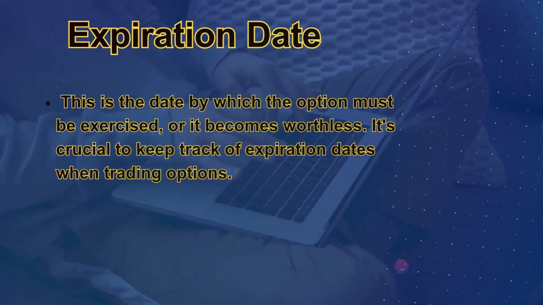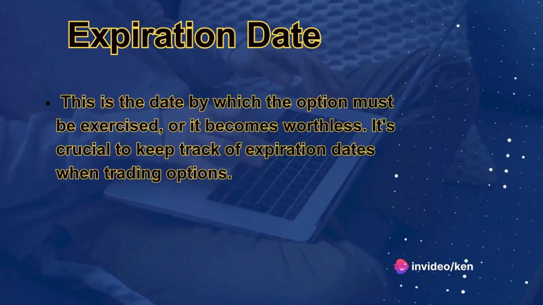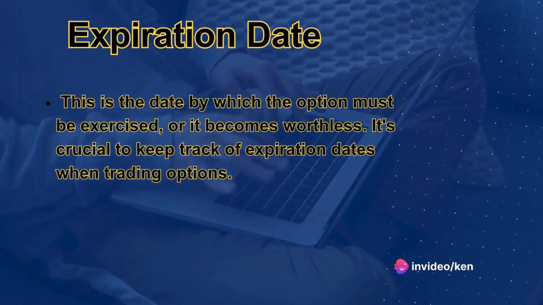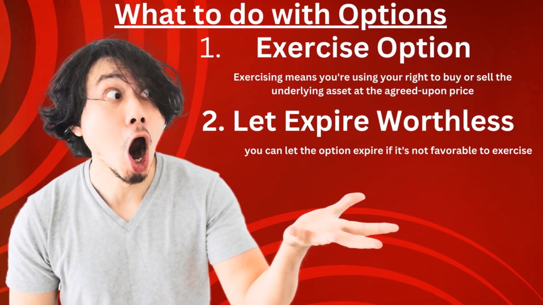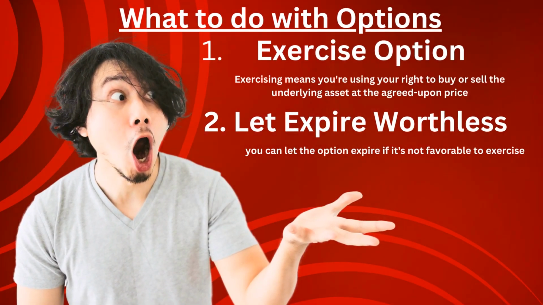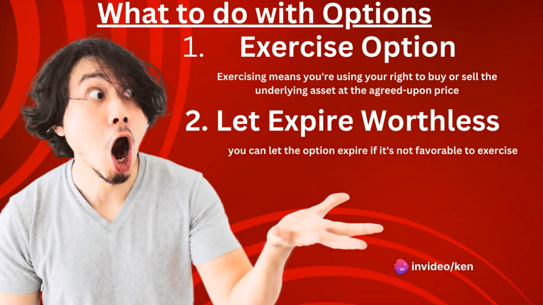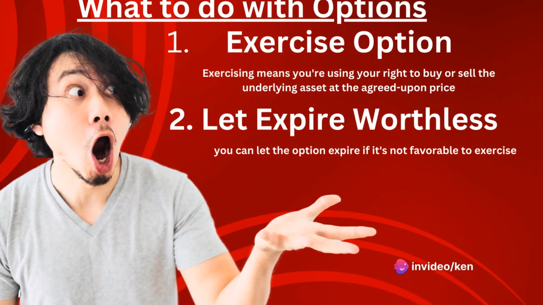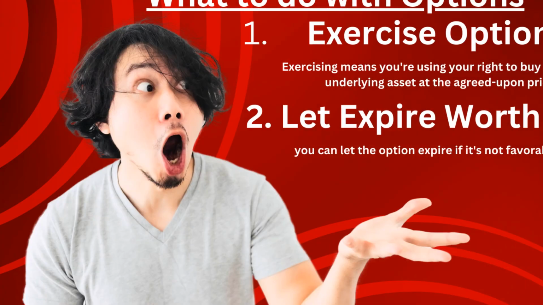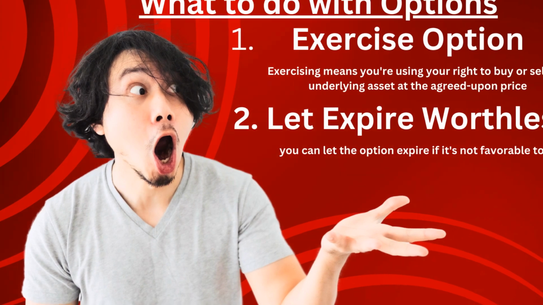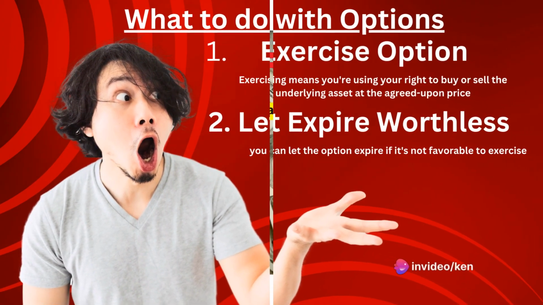Every option contract has an expiration date. This is the date by which the option must be exercised, or it becomes worthless. It's crucial to keep track of expiration dates when trading options. Exercising options. When it comes to options, you have two choices: exercising the option or letting it expire. Exercising means you're using your right to buy or sell the underlying asset at the agreed-upon price. This is typically done closer to the expiration date. Alternatively, you can let the option expire if it's not favorable to exercise.